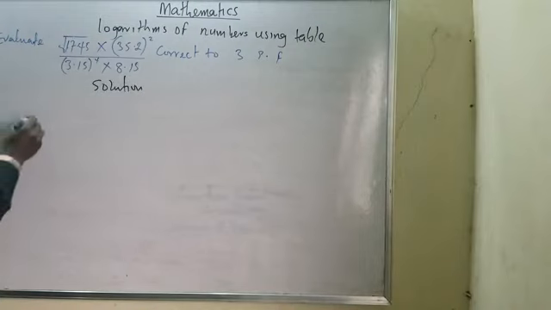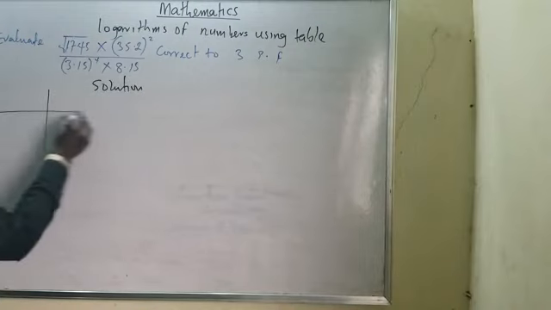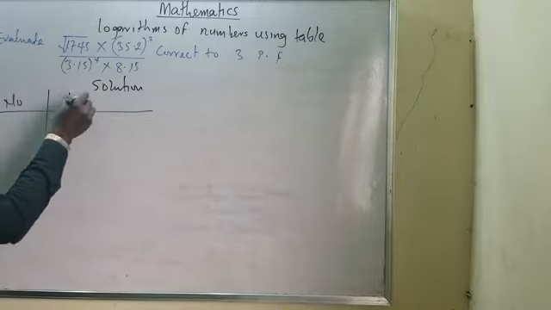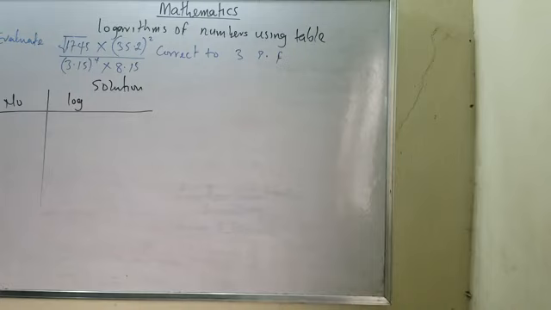Now what I need to understand is I will have the number. I will also have the logarithm. This is the number and this is the log. Now the first thing I will do is write down the numbers out. Root of 14. Now it must cover everything, and also I have the point.